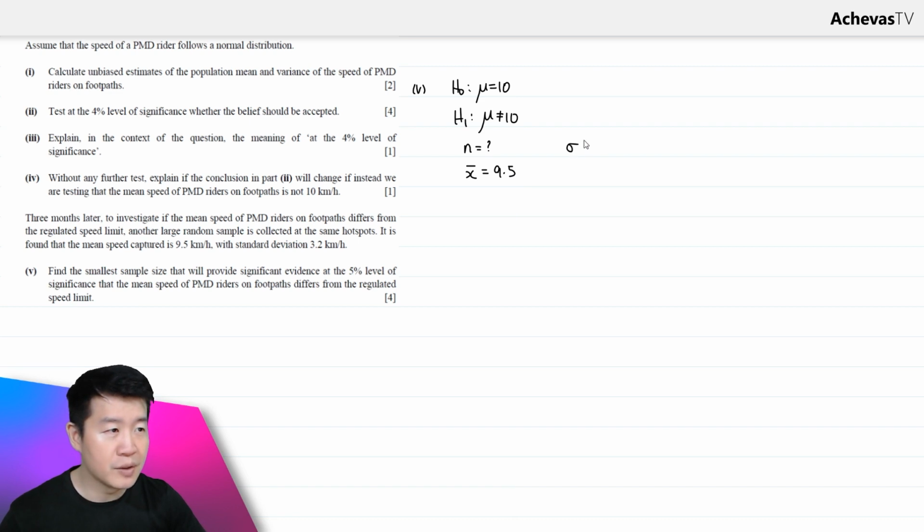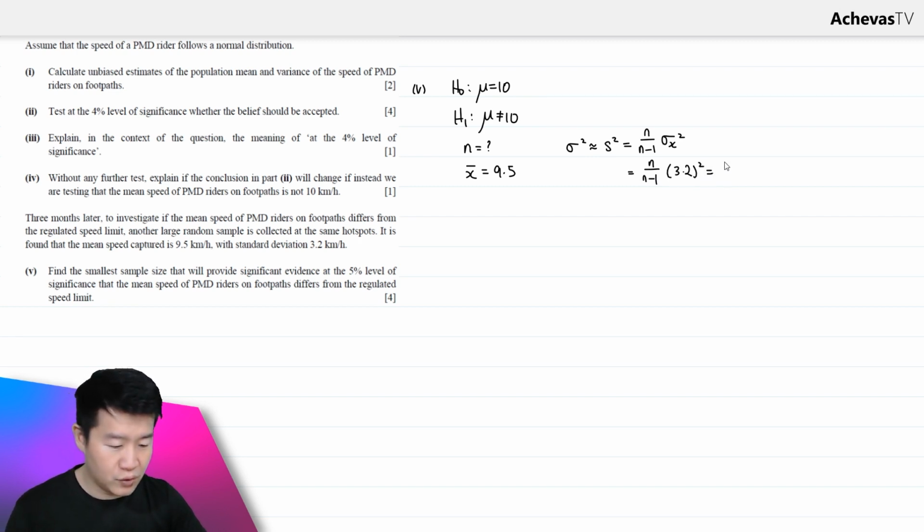We need the population variance, and again I'm not given the population variance, so I'm going to estimate through the unbiased estimate of the population variance, and the formula that I'm going to be using is n over n minus 1 multiplied by the sample variance. So we have n over n minus 1. The sample variance is going to be 3.2 squared. So this is equal to 10.24 n over n minus 1.